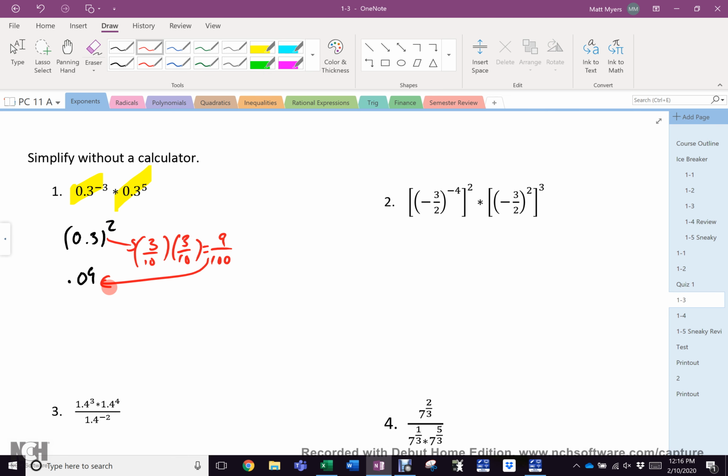Now, all of you should already see the shortcut. If I square a single decimal, I end up with how many decimals? How many decimal places? 2. What if I square a 2 decimals? How many decimal places am I going to end up with?